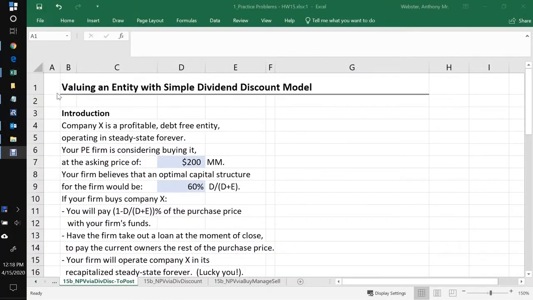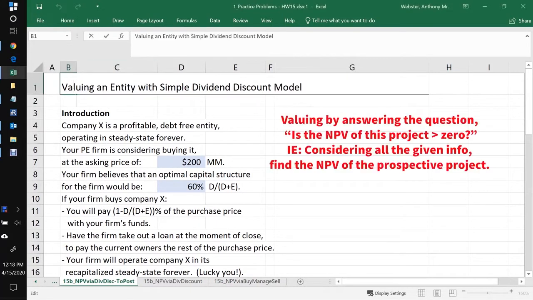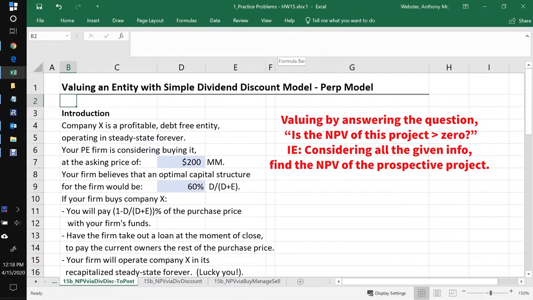Okay, so here we are valuing an entity using the simple dividend discount model. So this is the perpetuity model, right? This is our perp model. This is where we assume that the entity under consideration is going to be lasting forever. And the other thing we might want to say here is that we're doing this for owners. Whenever we do the simple dividend discount model, we're always doing it for owners.